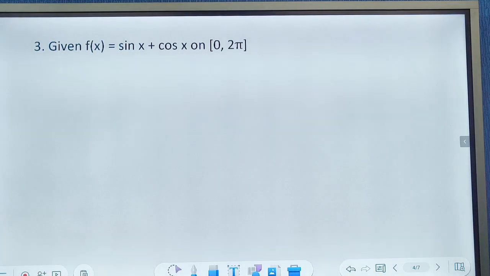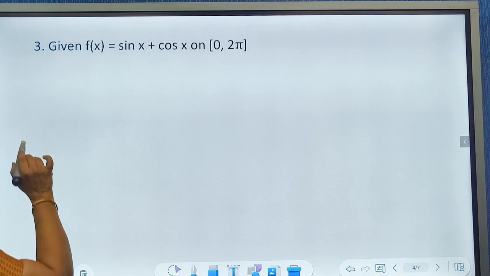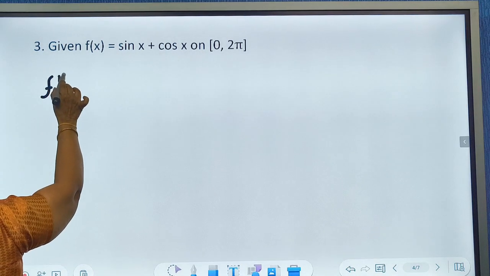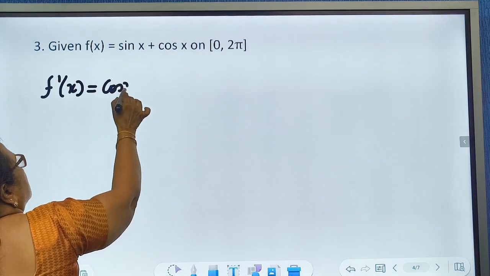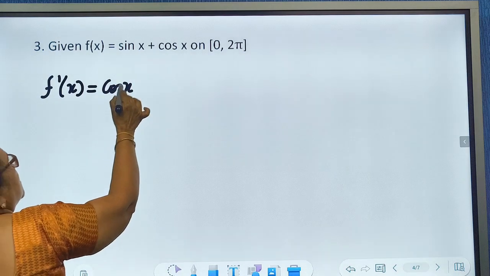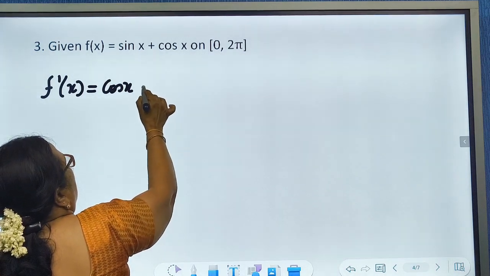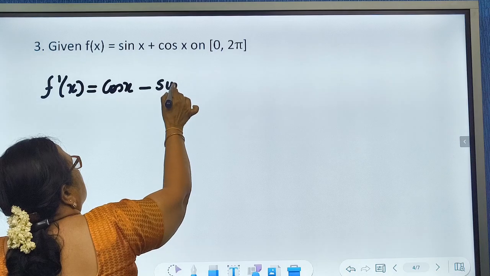Now you are looking at 0 to 2 pi, all four quadrants, and you are given f of x equal to sin x plus cos x. So what will be f dash of x? f dash of x will be cos x, since the derivative of sin x is cos x, minus sin x, since the derivative of cos x is minus sin x.